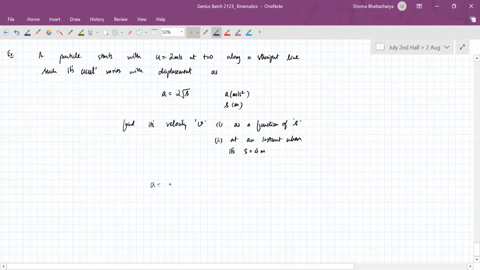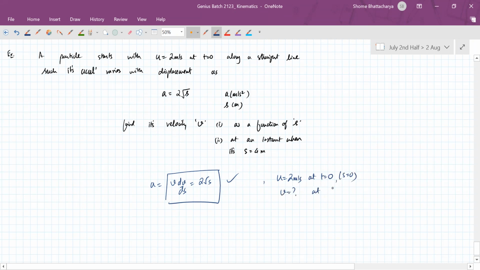Okay, so acceleration, which we'll write as v dv by ds, is equal to 2 root s. So this is one thing we'll use. And the other thing we'll use is that u is equal to 2 meters per second at t equal to 0, when s is 0. So we have to find out at t equal to t when s is equal to s. So cross multiply and integrate.